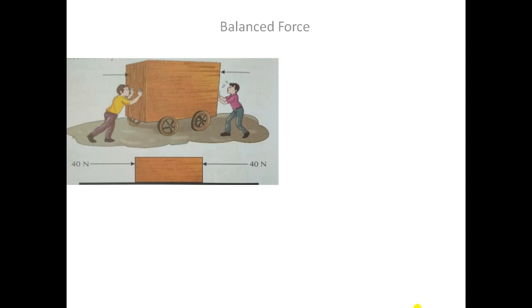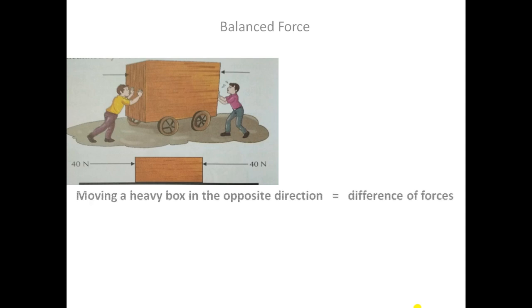Got it? So when we apply two equal forces on an object, these forces are called balanced forces. Balanced forces means equal forces acting on an object, right? So let us now conclude what will happen in this case, and how we can calculate the resultant force. Let us see that first.